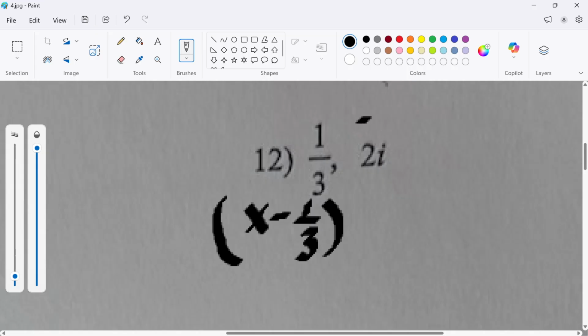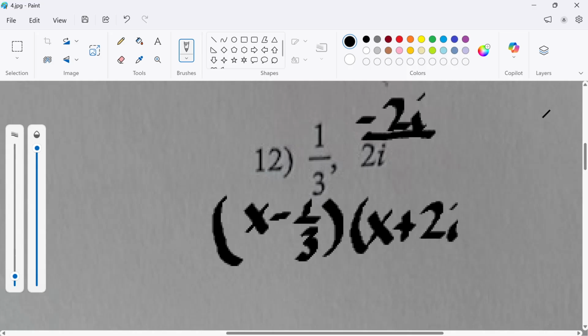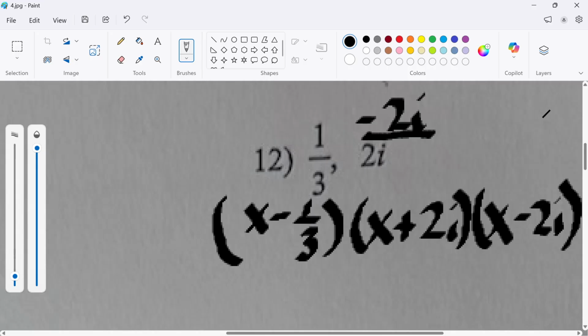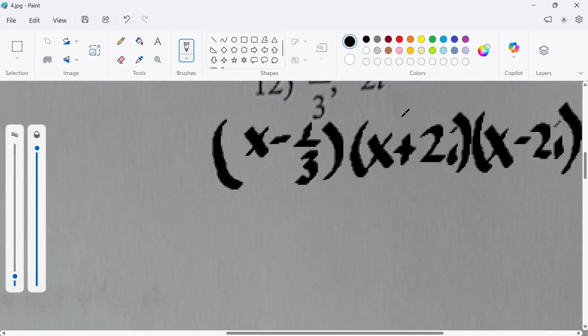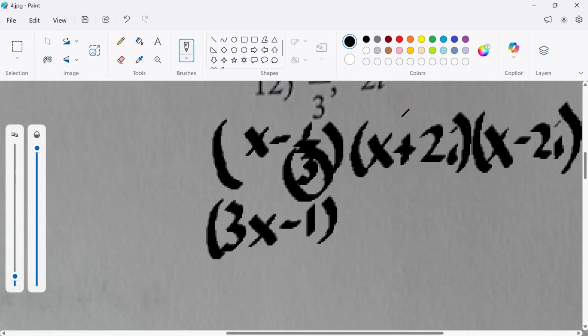And then remember, it's going to have negative 2i, so it's going to be x plus 2i from this one, and x minus 2i. Now, I can work it with x minus 1/3, but it's going to make some maybe difficult to figure out numbers, so that denominator I'm just going to put in front of x. This is 3x minus 1 times those two.